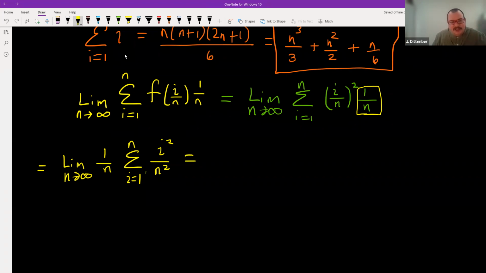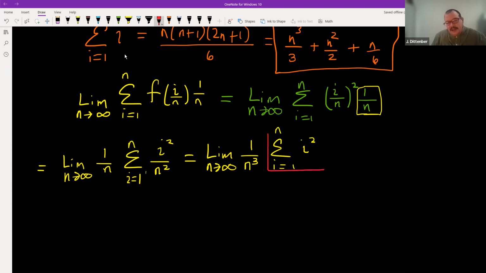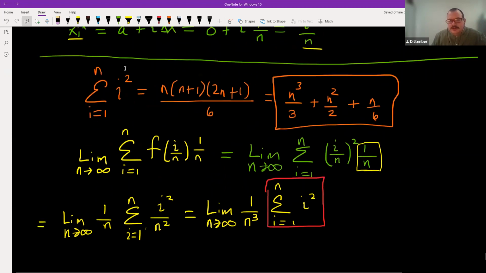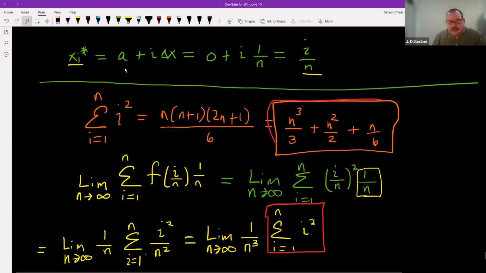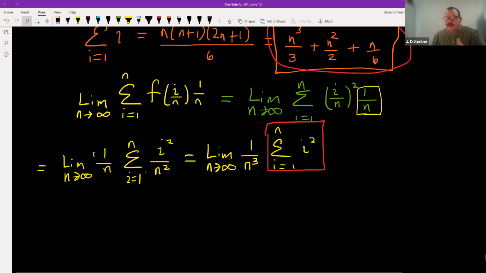Okay, so we can take out this n squared, and then I'm going to have the limit as n goes to infinity, 1 over n cubed, right? And then multiply this to the sum from i equals 1 to n of i squared. Now, I know how to take this sum. I know that this is equal to this expression right here. So what I can do now is just replace that sum with this formula.